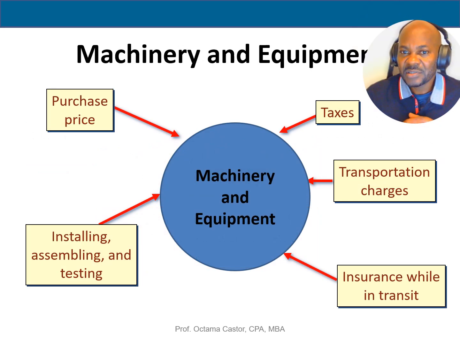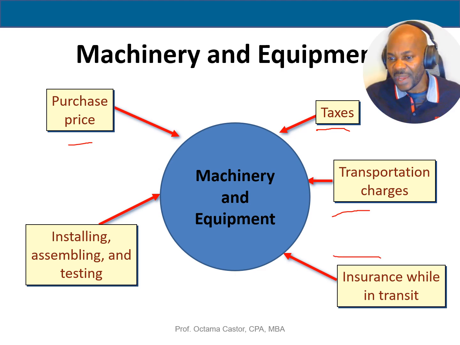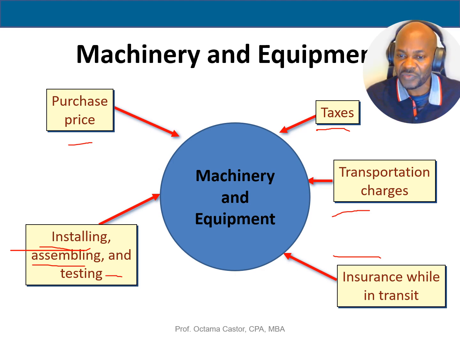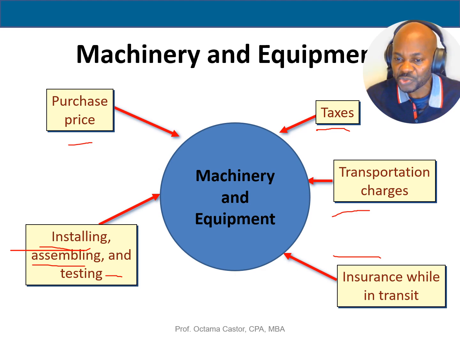Let's take, for instance, machinery and equipment. What would be included in the acquisition cost? Of course, the purchase price, what you pay for it, the sales tax, transportation charges, insurance while the asset is in transit to your place of business, the price of installing the fixed asset, the equipment, putting it together, assembling, and also testing. All of these costs are included in the cost of the asset. Again, that's the cost you are going to use when you calculate the depreciation using the three methods we talked about previously.